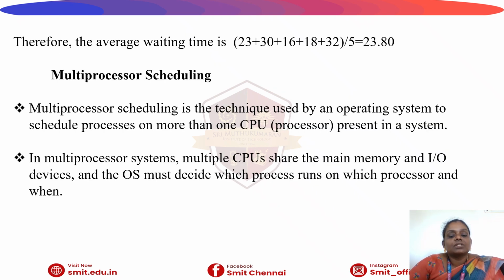So the average waiting time is calculated based on the waiting times: 23 plus 30 plus 16 plus 18 plus 32 divided by 5 is equal to 23.8 milliseconds.